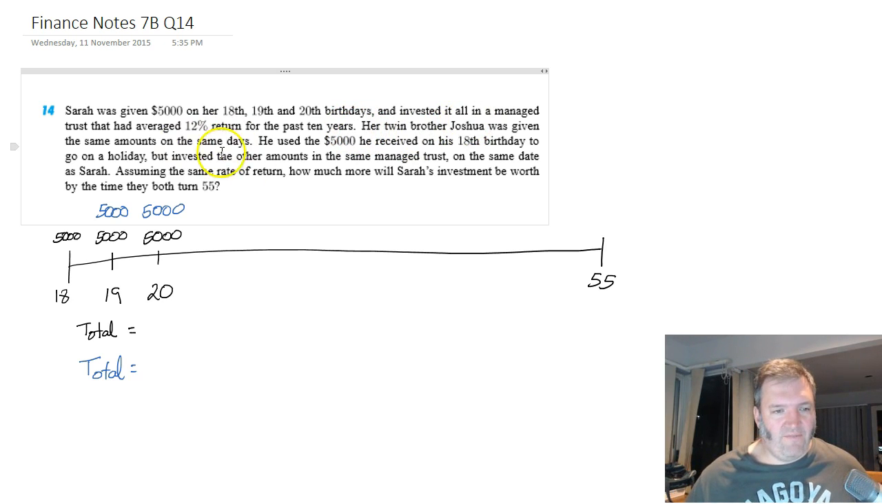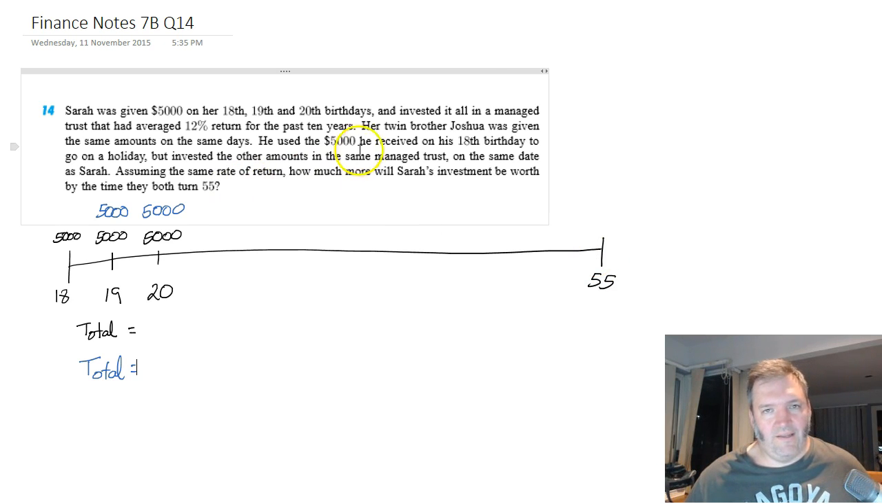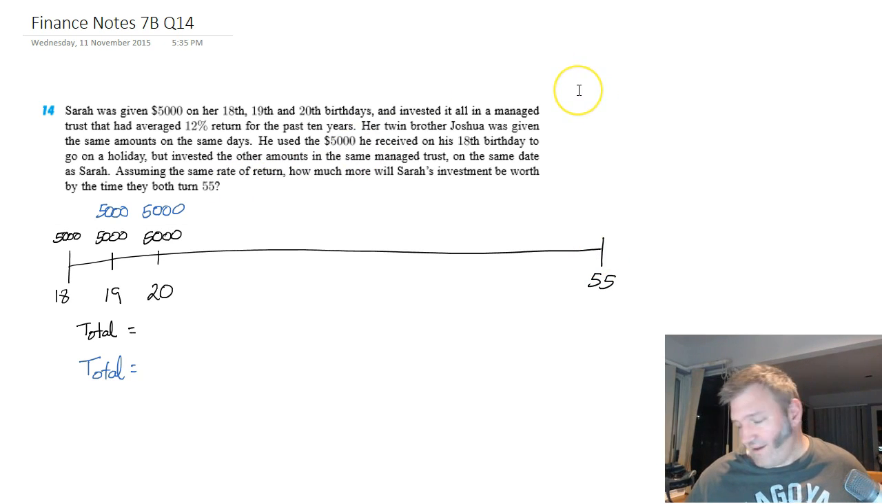Her twin brother Joshua is given the same amounts but uses the first $5,000 to go on a holiday and then puts the same amount in on his 19th and 20th birthday and invests it, and they both take them out when they turn 55. So the question is, how much more money does Sarah have at the end?